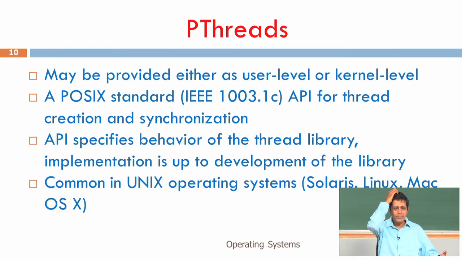One of the very important thread libraries is pthreads. This can be supported at the user level or kernel level, and there is a standard called the POSIX standard from IEEE, which gives you the application programmer interface for thread creation and synchronization. So what is the application program interface? It actually specifies the behavior of the thread library, and this is common in Unix operating systems, Solaris, Linux, and Mac OS X. You can basically use pthreads there.